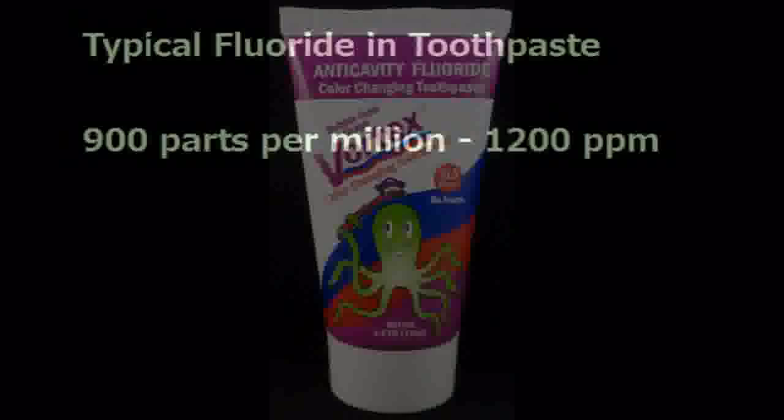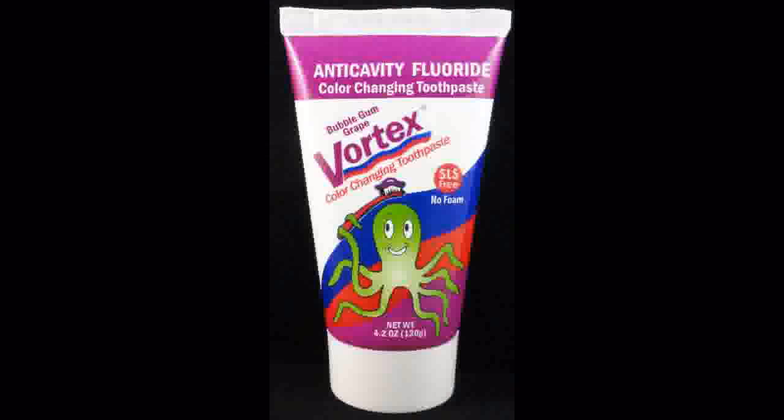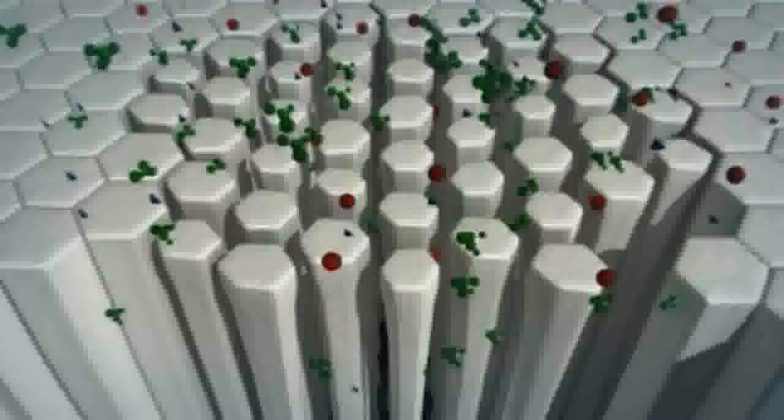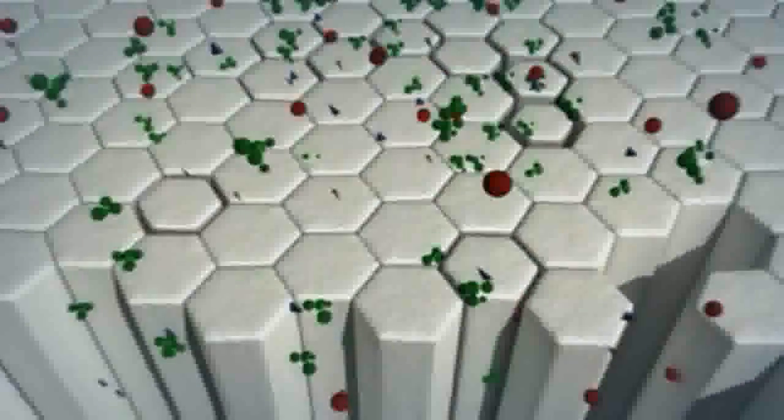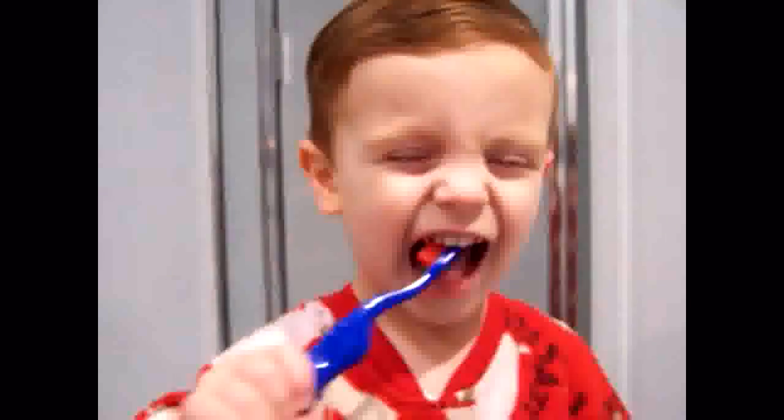I'm making that Vortex color-changing toothpaste, and so I want the minimum amount, and so I put 900 parts per million, which is the absolute minimum you can put in there and still get what they call efficacy, or the fact it's going to work. The bottom line is fluoride's important to fight against tooth decay, and too much is bad.